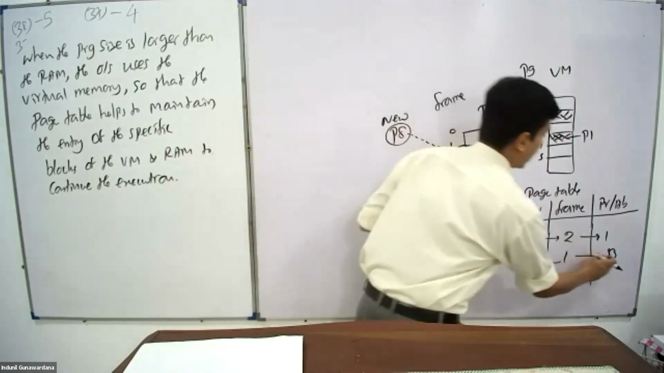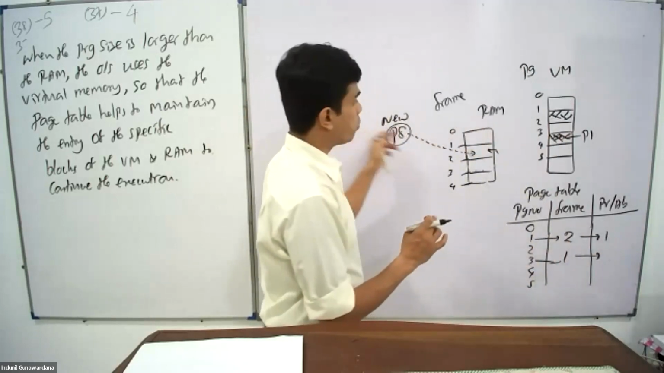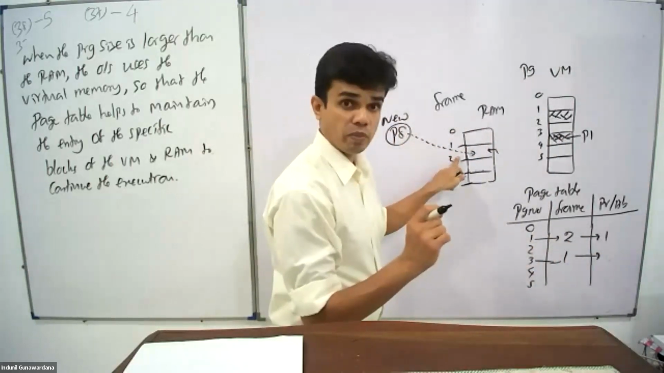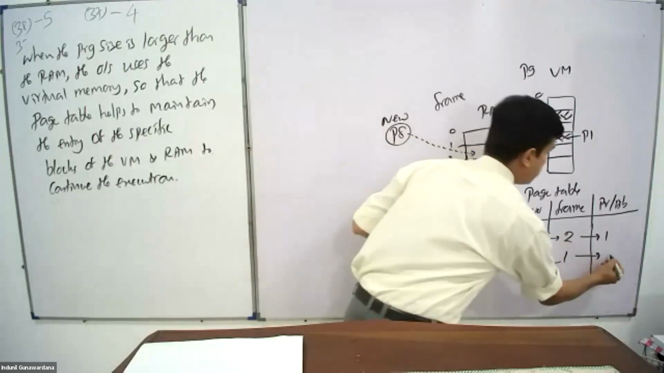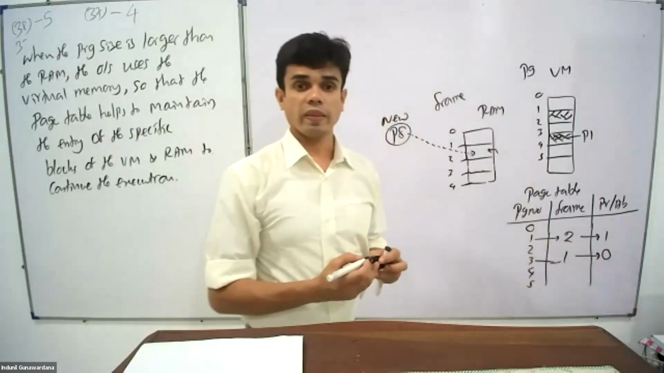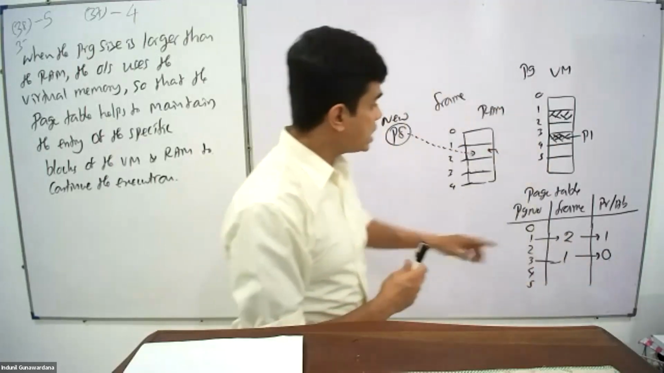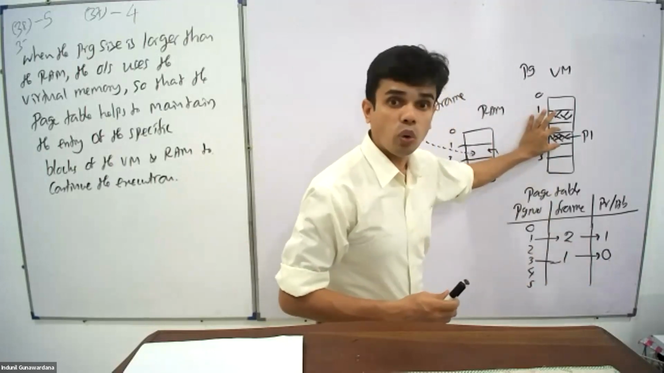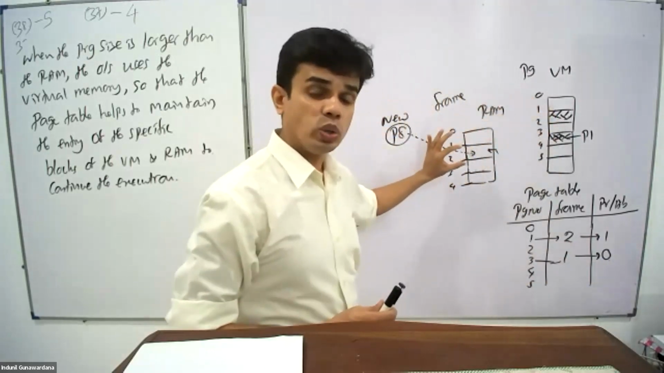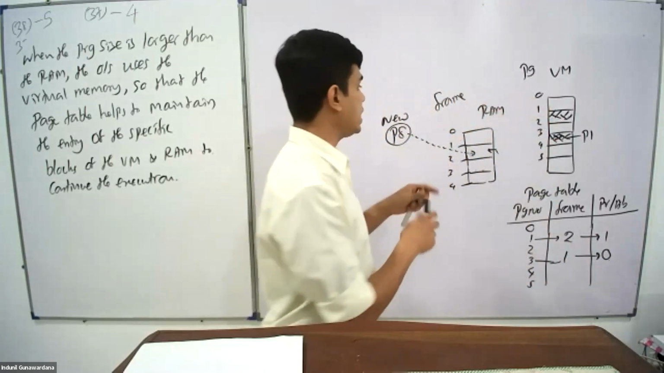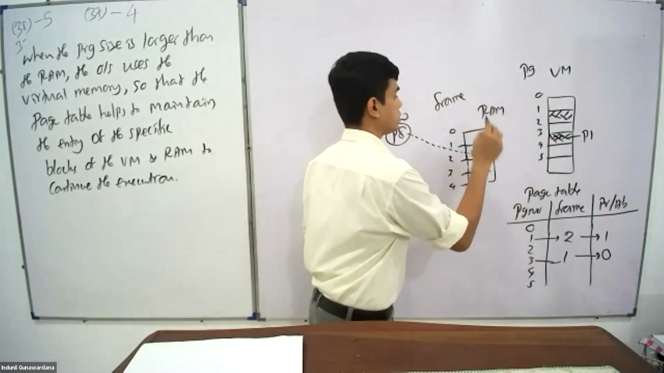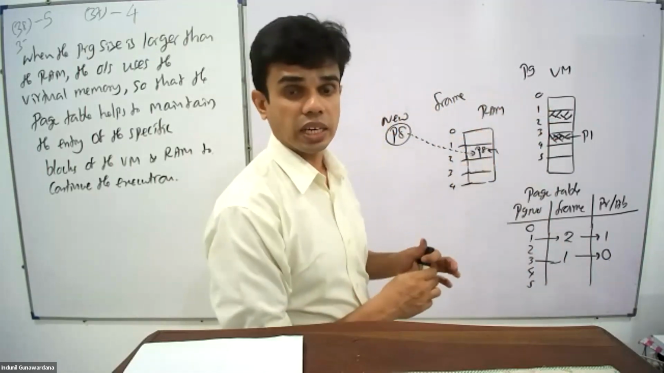Then, at the same time, whenever a new process is assigned into the same frame, this bit is turned into 0. Why? At this moment, you can't call this page back into the frame since it is used by P8.